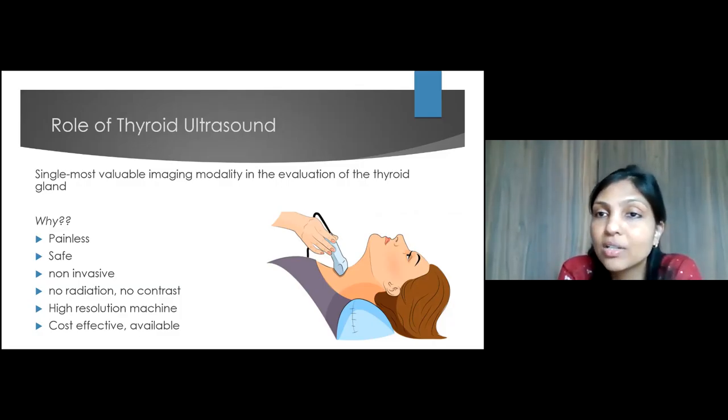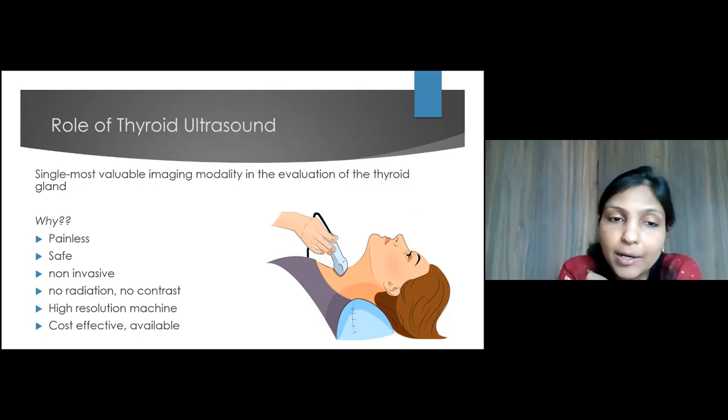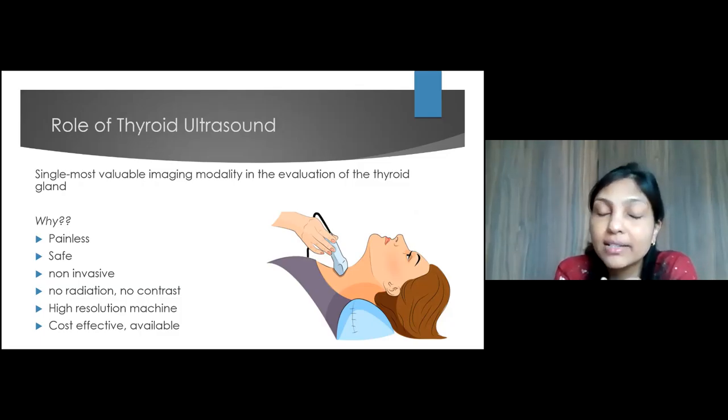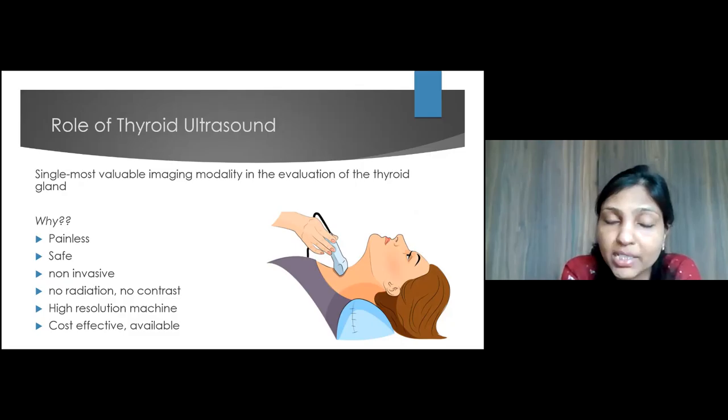As the technology has advanced, we now have high resolution machines which are able to delineate lesions up to even 2 millimeters. The thyroid is superficial in location, which makes it a good choice for ultrasound imaging.